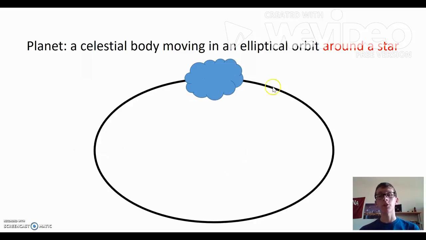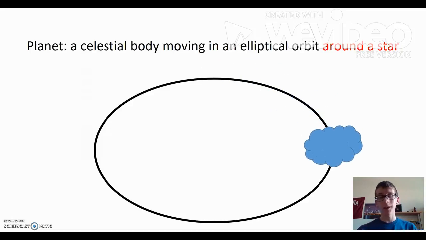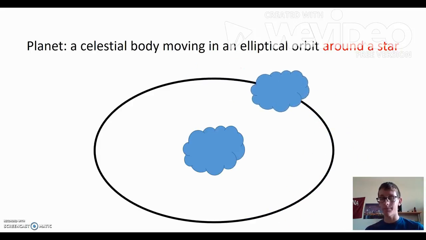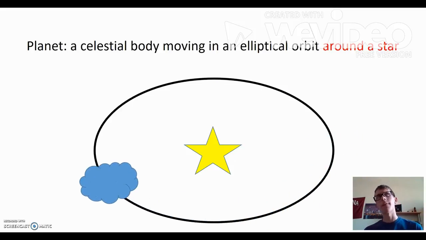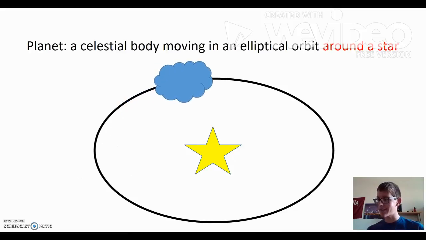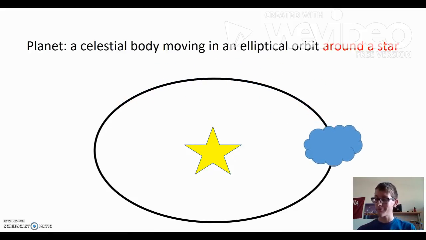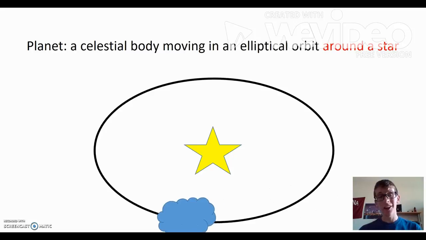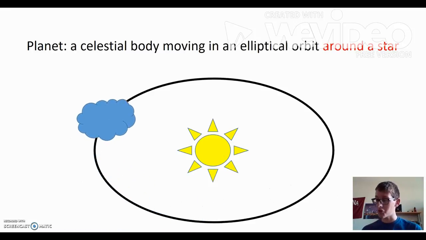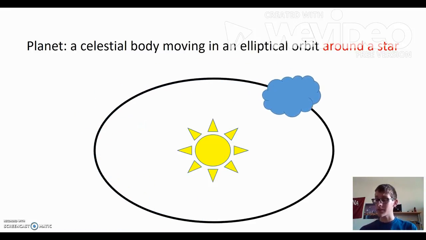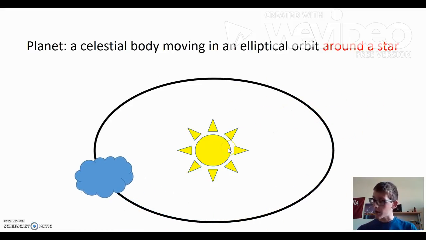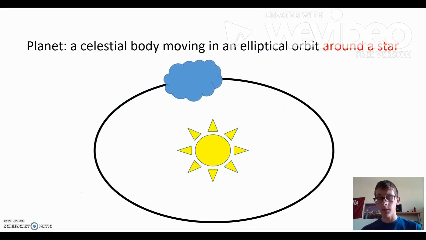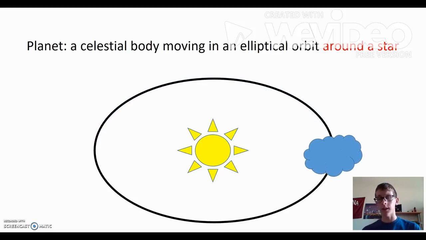The last part of the definition is around a star. So there we go. A planet is something that moves in an oval path around a star. But not just any star. By now you should know about that thing in the sky that's bright. It gives you sunburn. That's right, the sun. The sun is in fact a star. So, our complete definition of a planet in our solar system is a space object that moves in an oval path around the sun. Feel free to pause the video here and go back to watch anything that you might have missed.